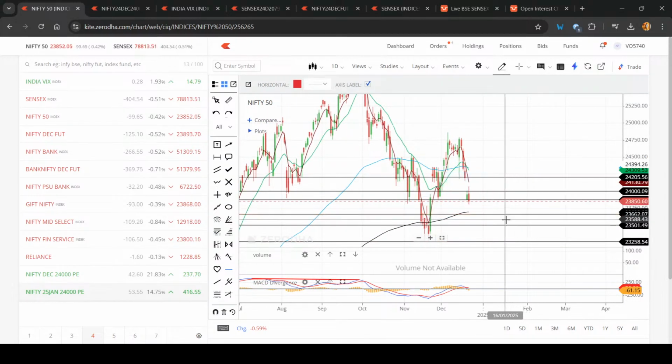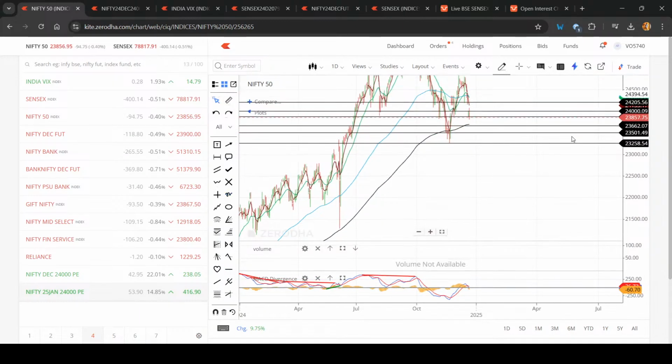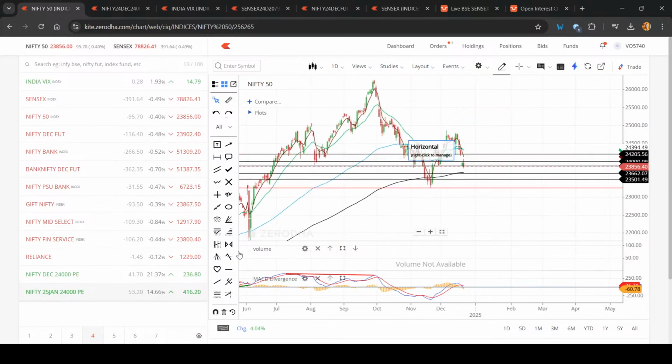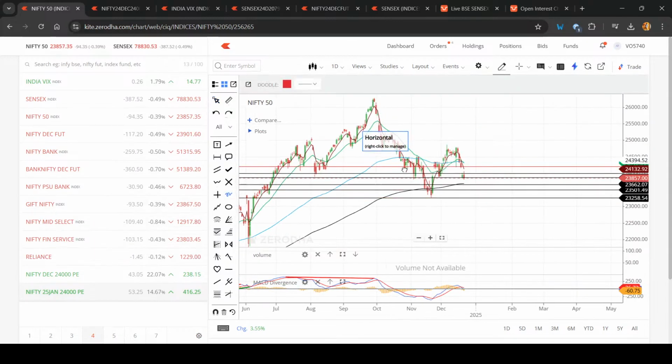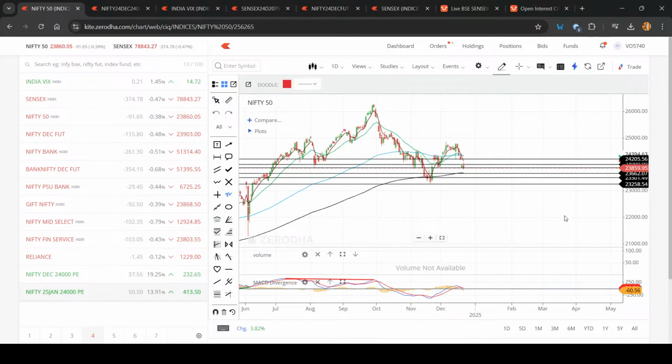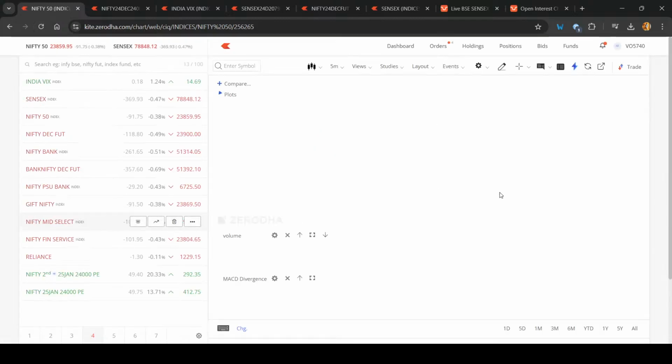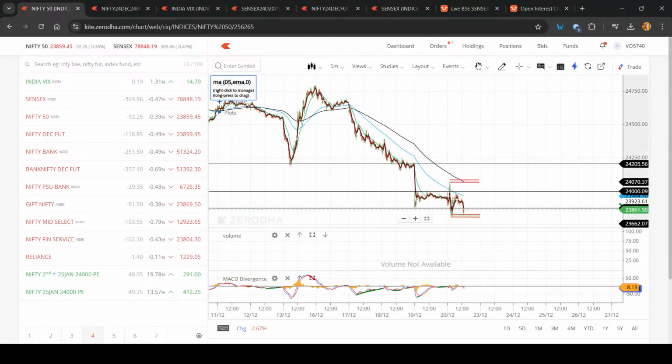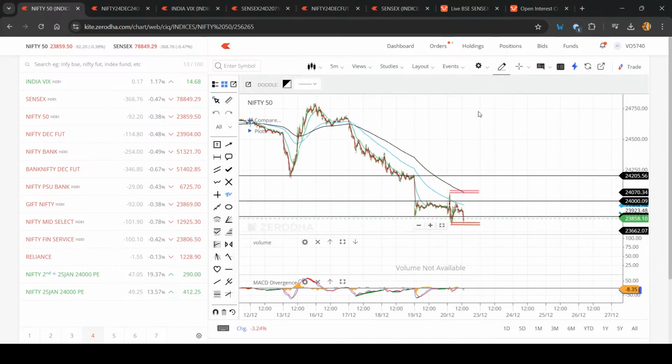But one more possibility is forming here: a big W is forming, with the right-hand side being on the shorter side. If you essentially see, right, okay, I'm not sure why I'm not able to draw a doodle. One second. What has happened? I'll just refresh this window, alright, and try to draw a doodle now.